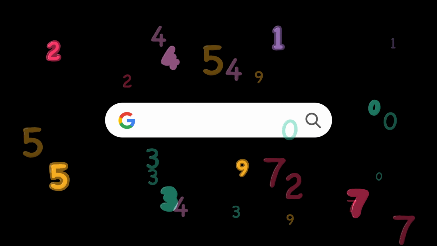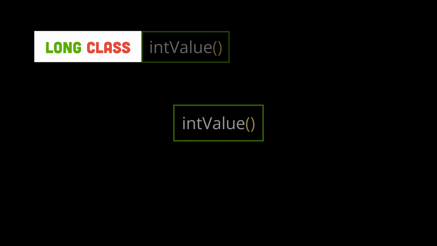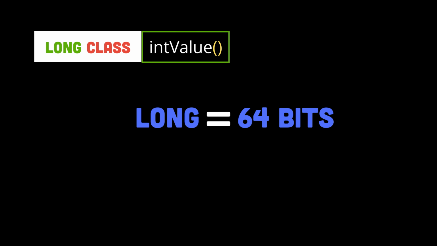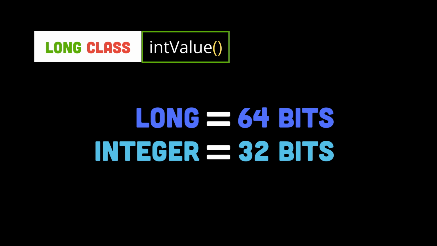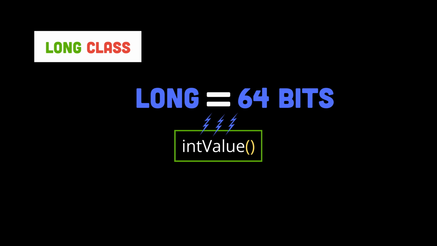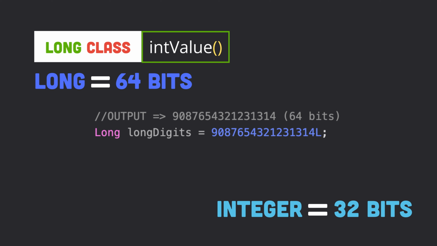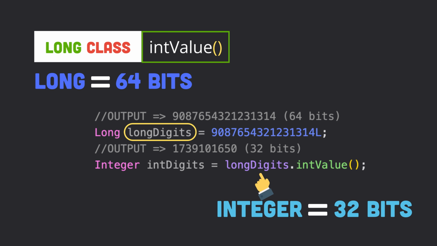Now let's understand the long class in Apex. Here we will only look at the intValue method. Long values are of 64 bits, while the integers are 32 bits. What intValue method does is, it converts a 64-bit long value to a 32-bit integer. The approach is to use intValue method on a long data type variable that then returns an integer value.